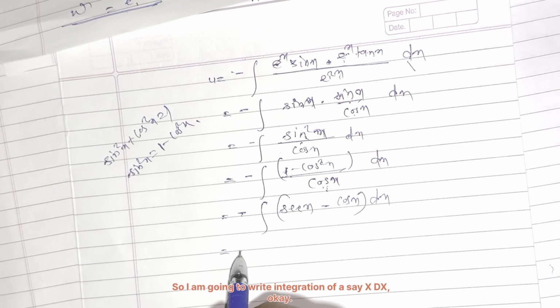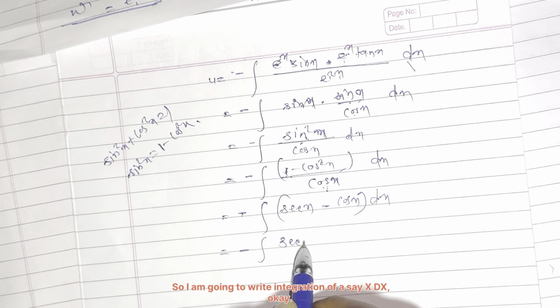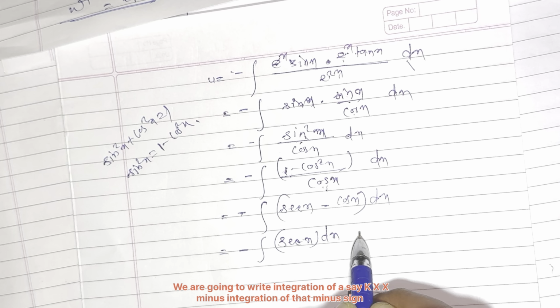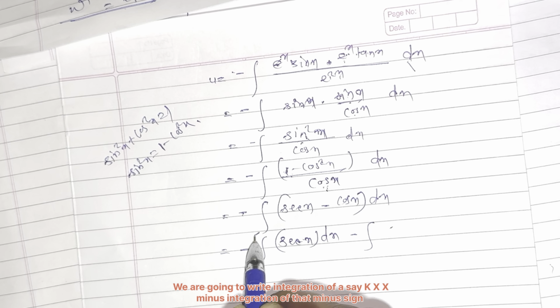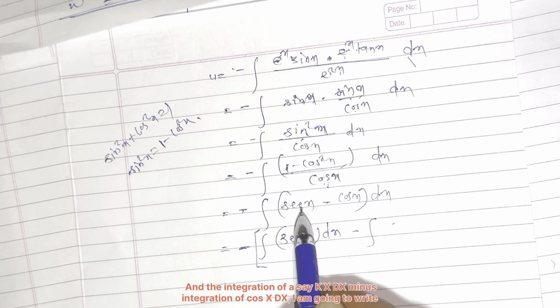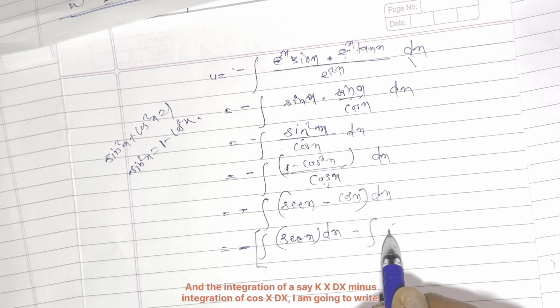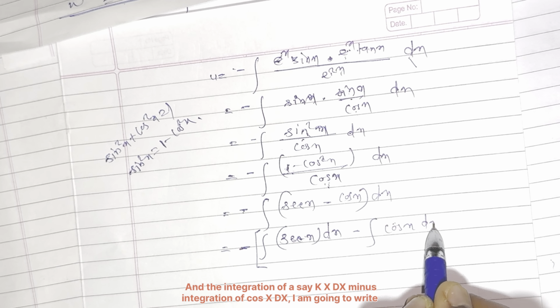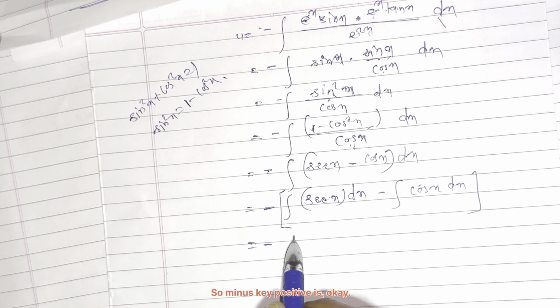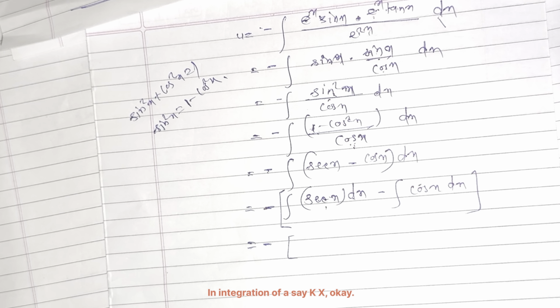So I'm going to write integration of sec x dx minus integration of cos x dx, with that minus sign out here. I'm going to write this step over here. Yes, so minus, keep as it is, integration of sec x.